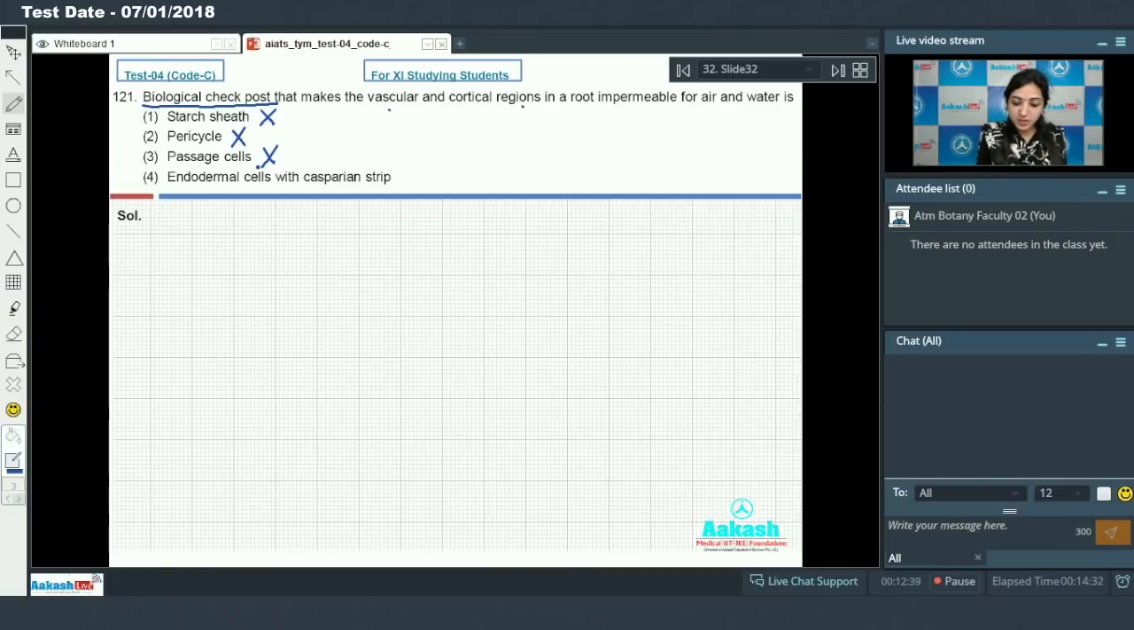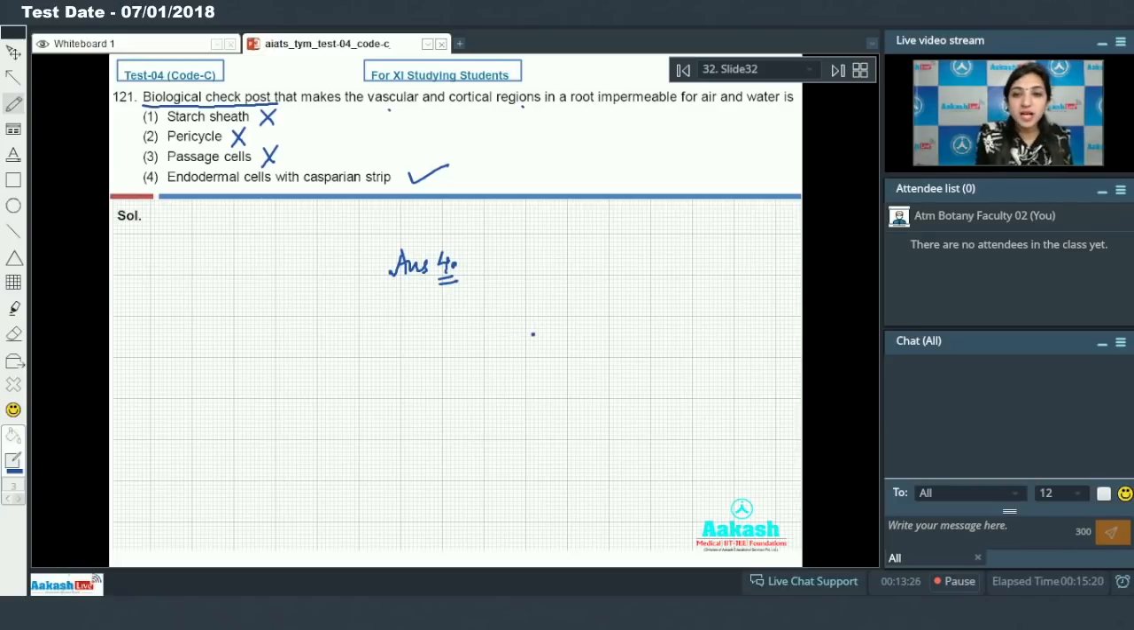Endodermal cells with Casparian strip. The band-like structure is generally formed by the deposition of a water impermeable waxy substance called suberin, due to which the endodermis is impervious to air and water. So this option is correct, that endodermal cells with Casparian strip is the biological checkpost that makes the cortical regions and the vascular regions in the root impermeable for air and water. So the answer to this question is option number 4.